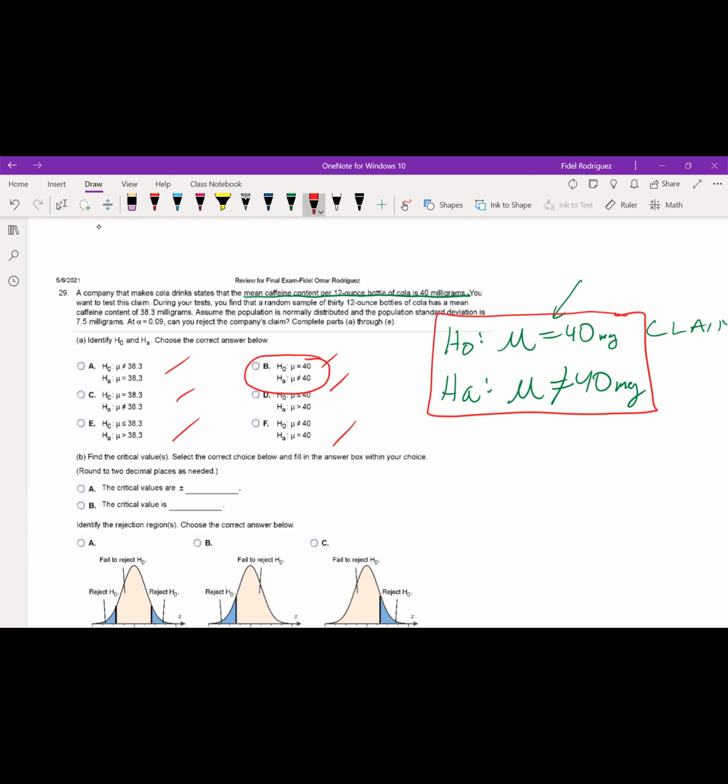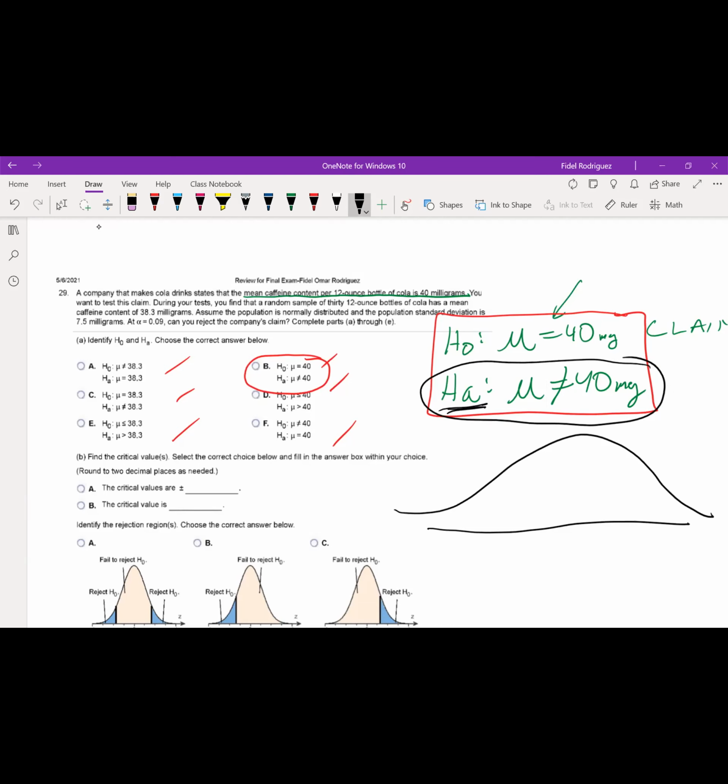It says, find the critical values and state which is the correct choice and fill in our answer in our answer box. Okay, so now that we've gotten to this stage, y'all, we need to figure out, is this a left tail, right tail, or a two-tail test? So I'm going to draw my normal curve. And the way we determine that is we always look at the HA, okay? When the HA is not equal to, this is telling me that we're going to have a two-tailed test.